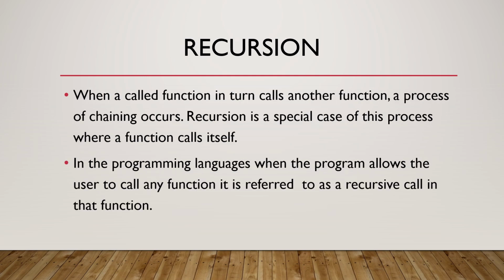Next, we will see about recursion. When a called function in turn calls another function, a process of chaining occurs, and this technique is known as recursion until some specified condition has been satisfied. Recursion is a special case of this process where a function calls itself. In programming languages, when the program allows the user to call a function from within that function, it is referred to as a recursive call.